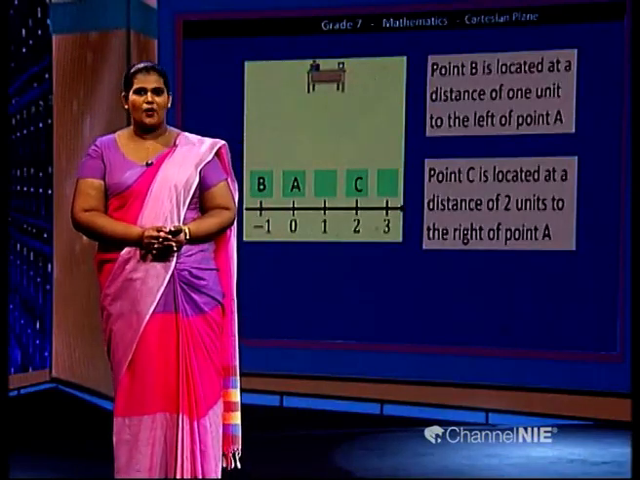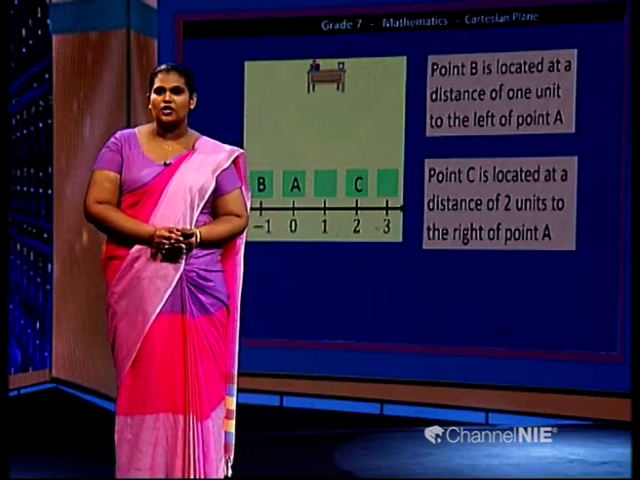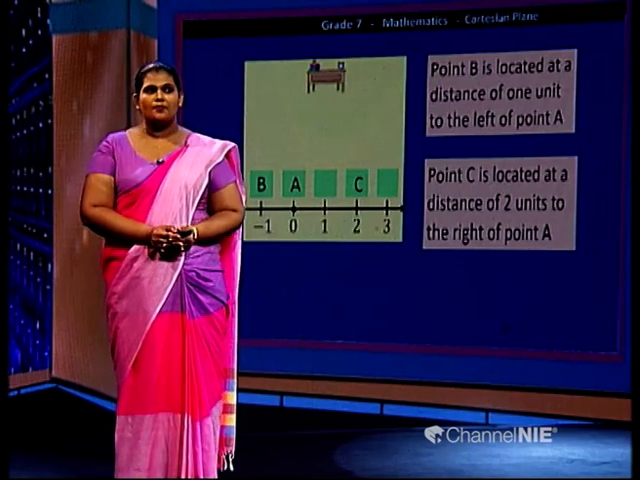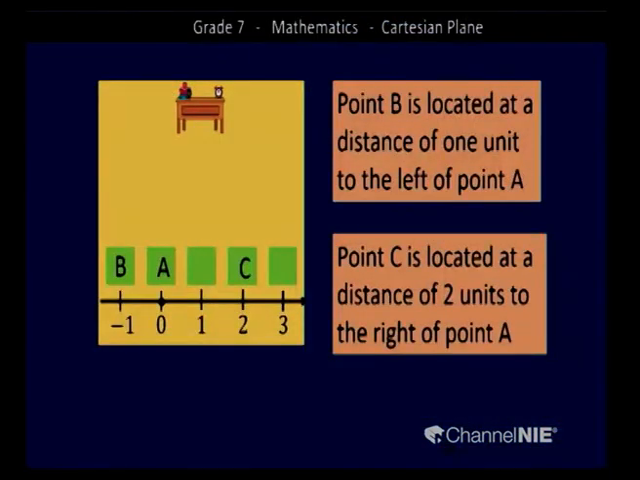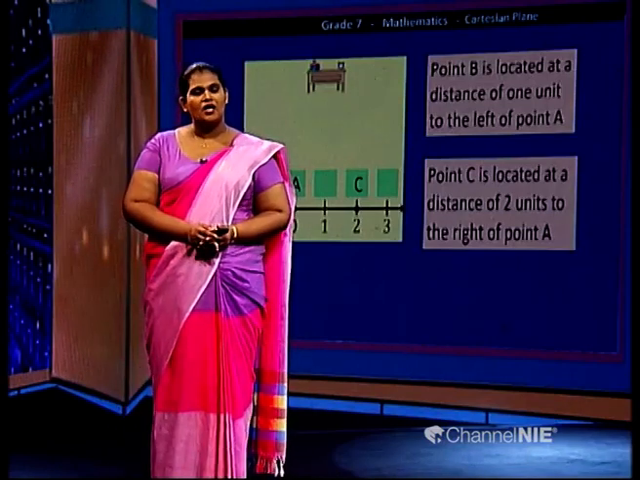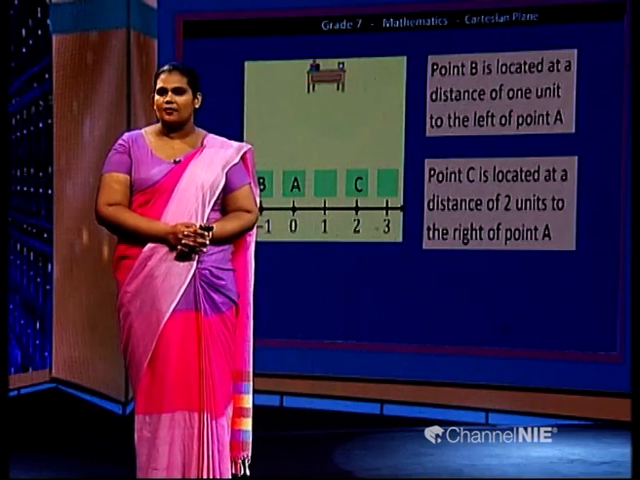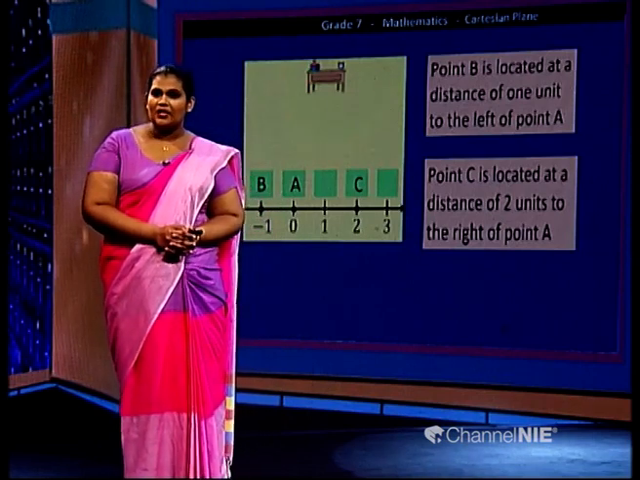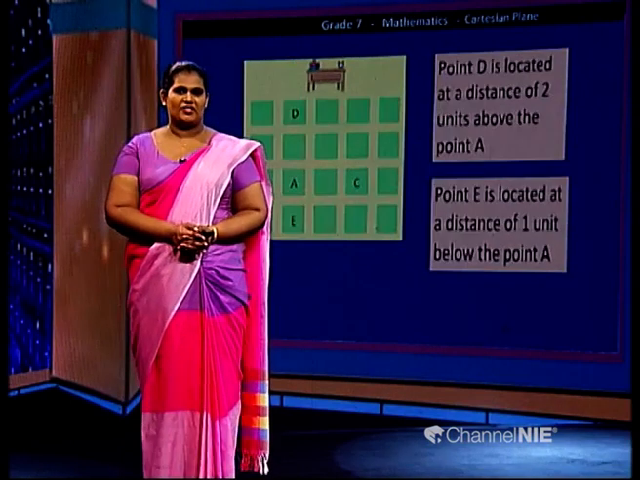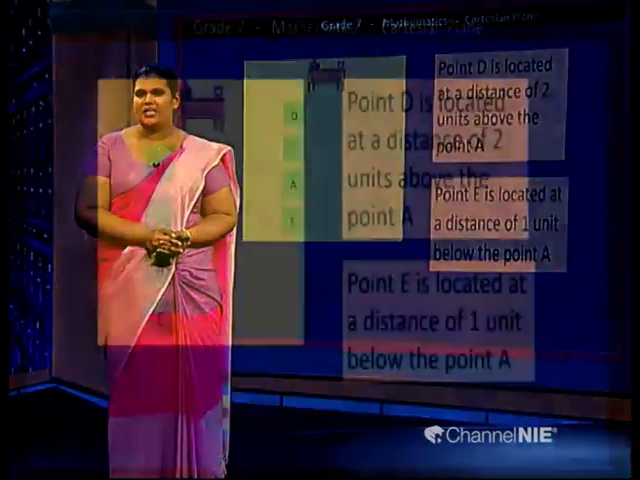Right. Then we will mark the points indicating these letters. So, A should be marked on 0, B should be marked on -1, C should be marked on +2. Right. Now, we have finished marking the positions of A, B and C on a number line. Right. Now, let us look at the other 2 points, that is point D and point E.